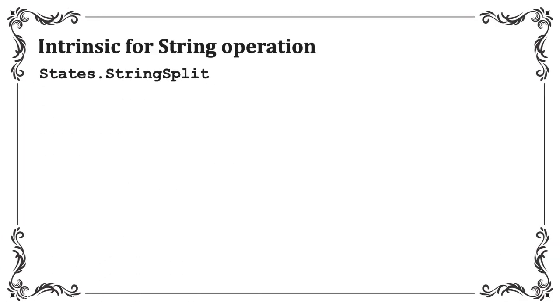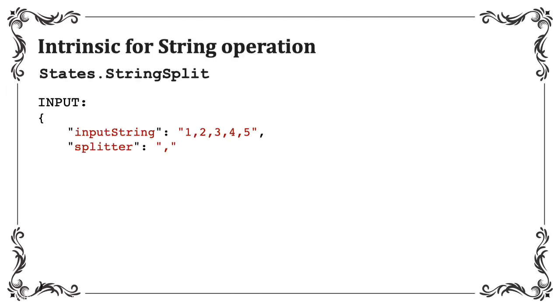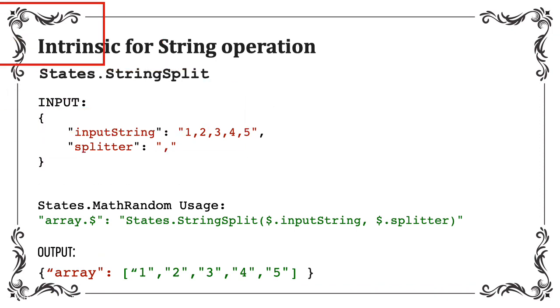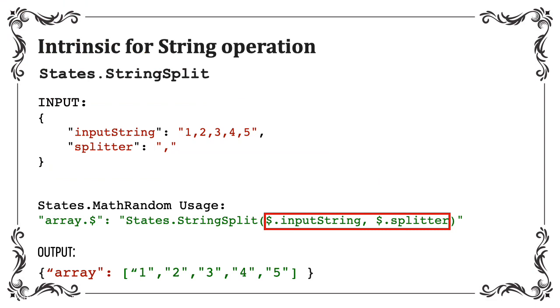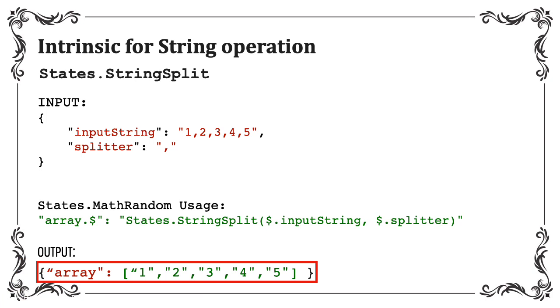We use the StringSplit intrinsic function to split a string into an array of values. This function takes two arguments. The first argument is a string and the second argument is the delimiting character that the function will use to divide the string. For example, we can use StringSplit to divide the following input string, which contains a series of comma-separated values. Use the StringSplit function and define the input string as the first argument and the delimiting character splitter as the second argument. The StringSplit function returns the following string array as a result.